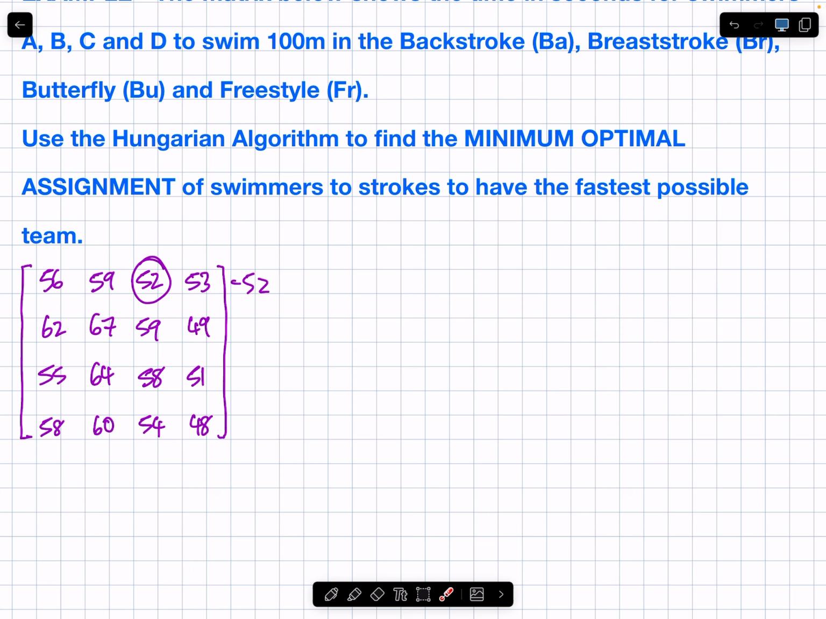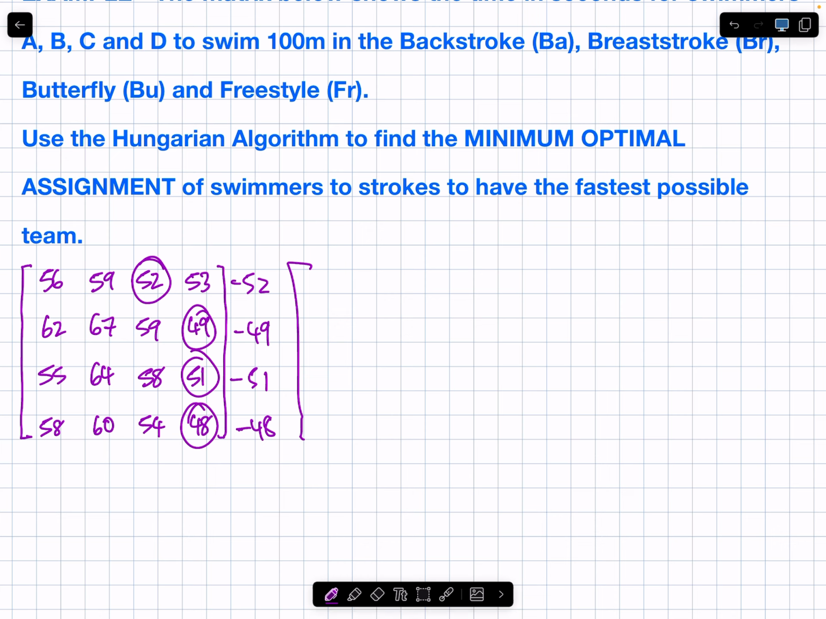What's the smallest number in the second row? 49. Third row, smallest number? 51. Take 51, circle. And last row, 48. So you're subtracting 48. Now draw another matrix where you have done that.